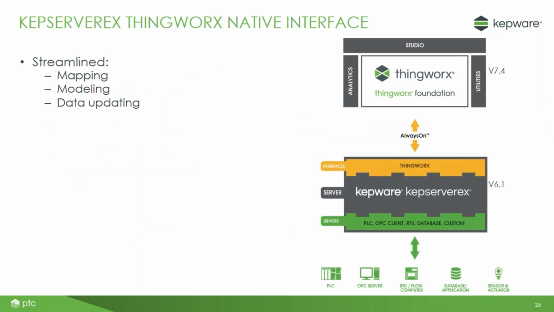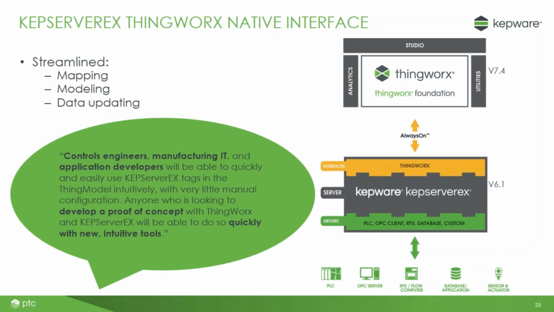So streamline mapping, modeling, data updating, and the whole end goal of this is to make it easier for you out there who maybe are just beginning to think about IoT and kind of have it on your radar, or maybe you have an active IoT initiative. Maybe it's just something you think is a buzzword and you don't really know what it's all about, but you're interested. So if you're a control engineer, manufacturing IT, app developer, if you just want to quickly develop a proof of concept and do that quickly with these new intuitive tools, that's what this whole improvement for 6.1 and ThingWorks version 7.4 is meant, just to get you enabled and up and quickly doing it.